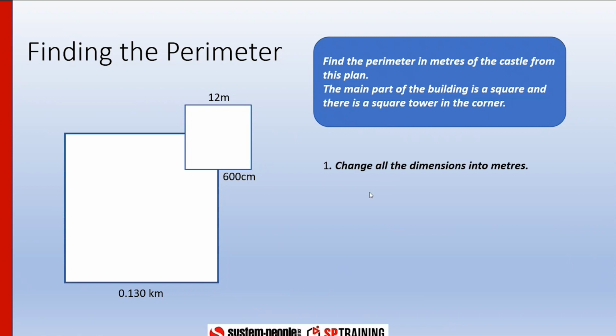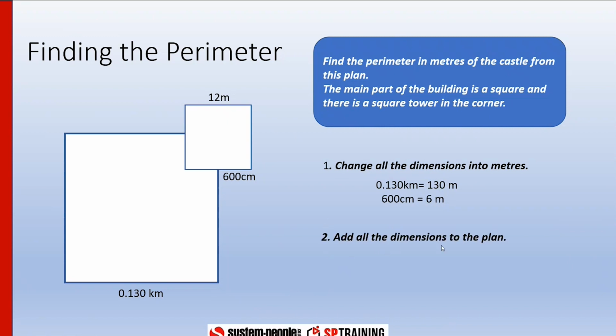So first of all, we need to change all the dimensions to meters. And what we find is that 0.130 kilometers, we'd multiply that by 1,000 to turn it into meters, and we find that this is 130 meters. 600 centimeters, to turn that into meters, we need to divide it by 100, because there's 100 centimeters in 1 meter. So 600 centimeters is 6 meters.